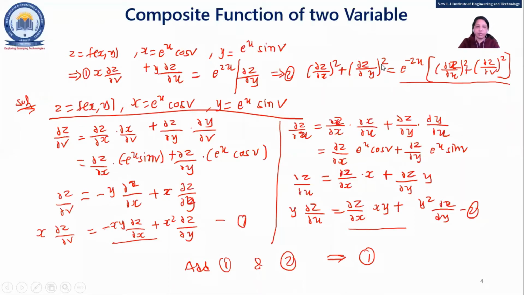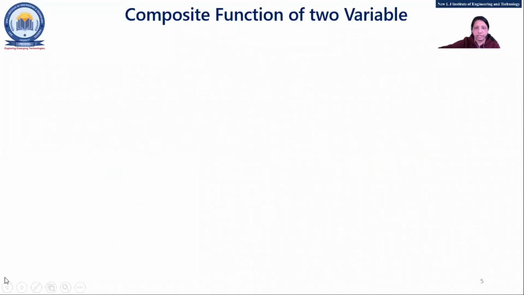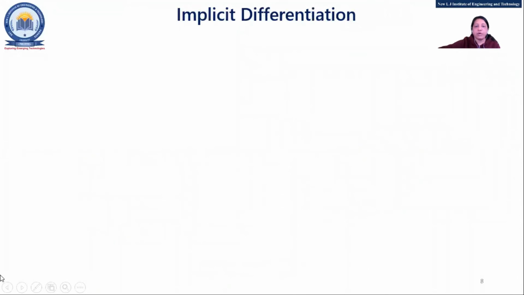Is there any doubt in this composite function of two variables? We have seen two examples which will cover almost all of the thing. You can practice extra examples from the book also. So now we'll move to what?